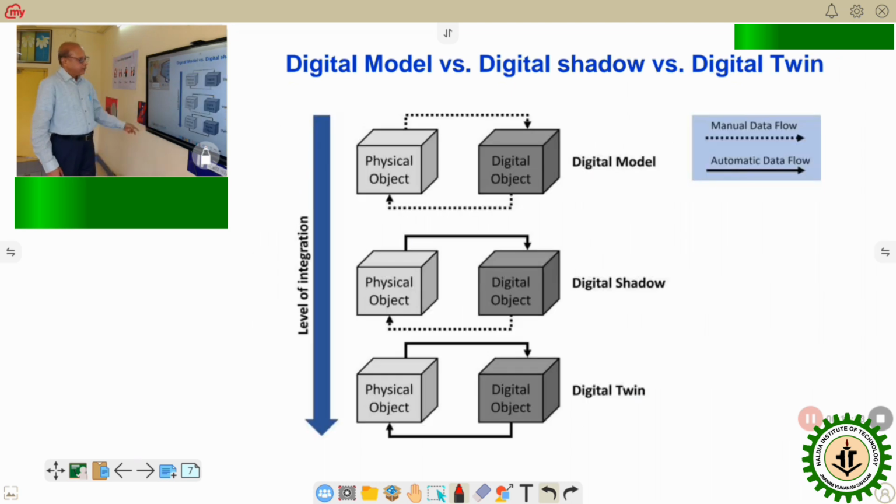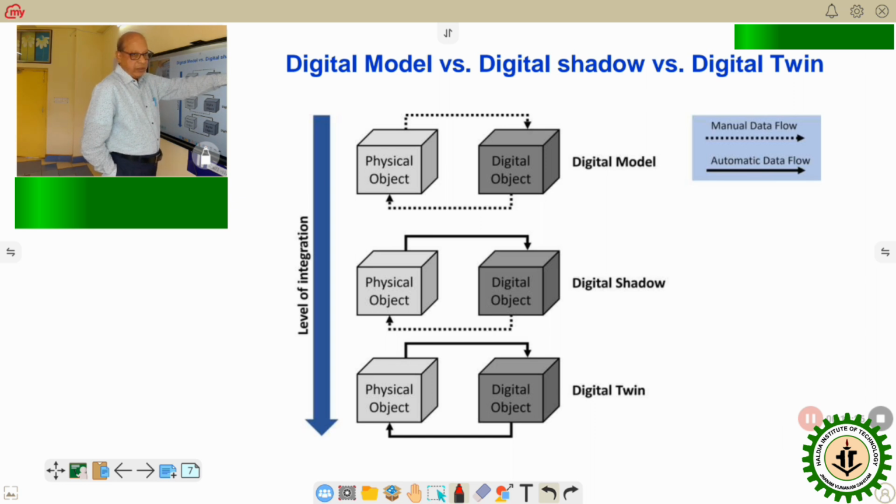This is the pictorial representation of the comparison between the digital model, digital shadow, and the digital twin. This dotted line shows that this is manual data flow. The objective was to accomplish automatic data flow, but that was not possible. If you want to convey certain information on the data, we have to rely on the manual mode. So this dotted line and this particular arrow symbolize that to establish connectivity between the physical and the digital object, we have to rely on the manual mode.